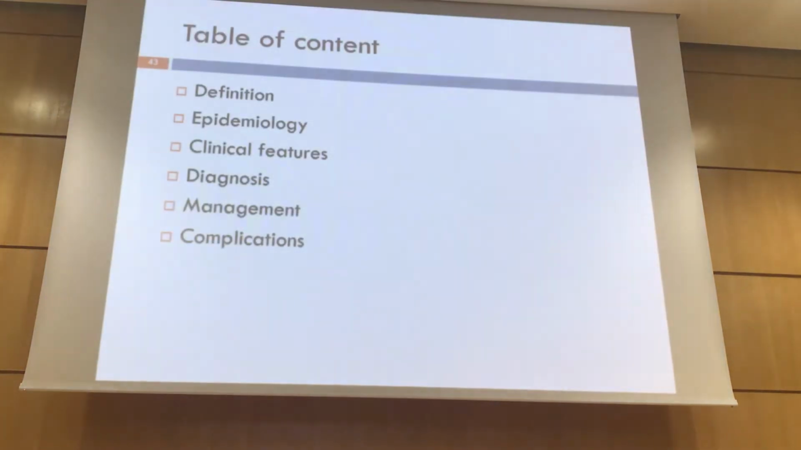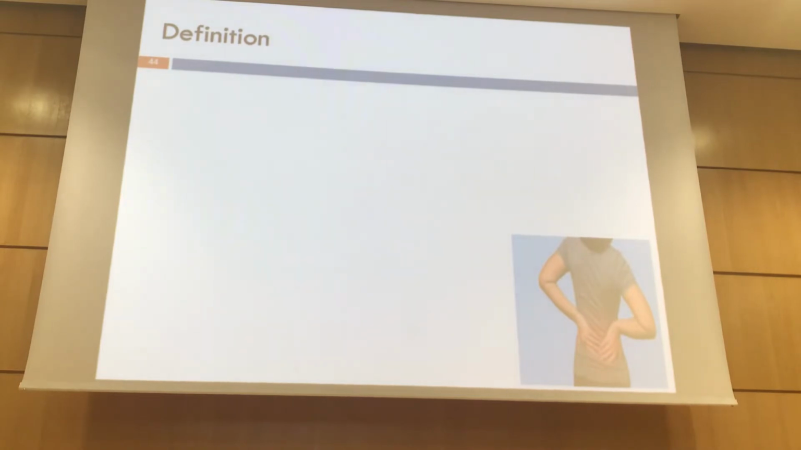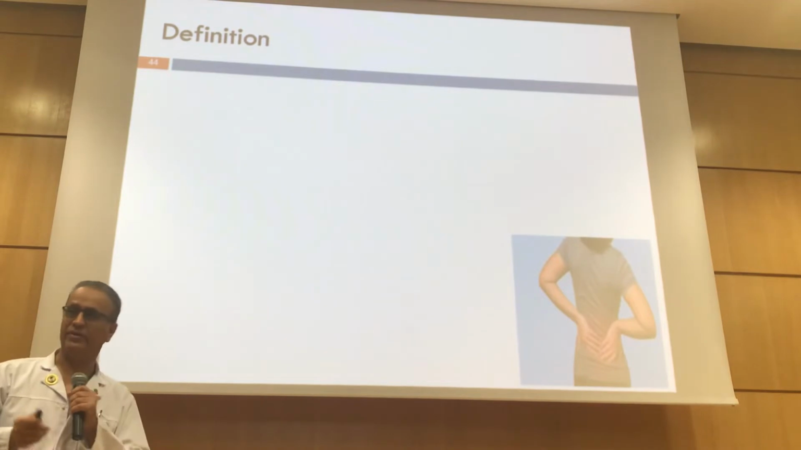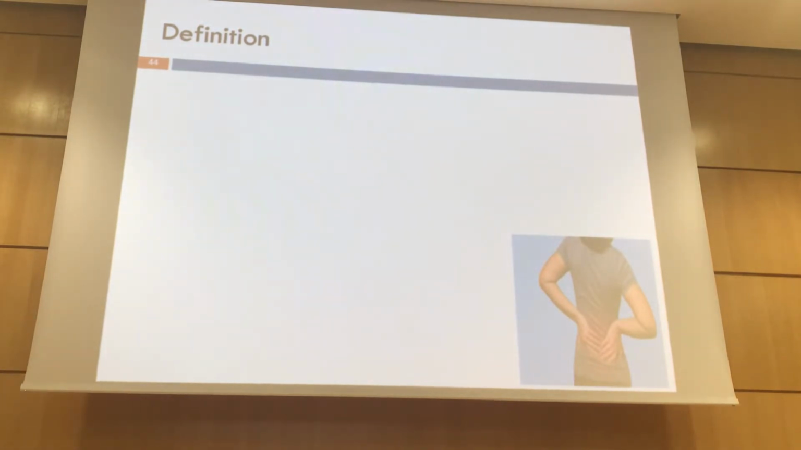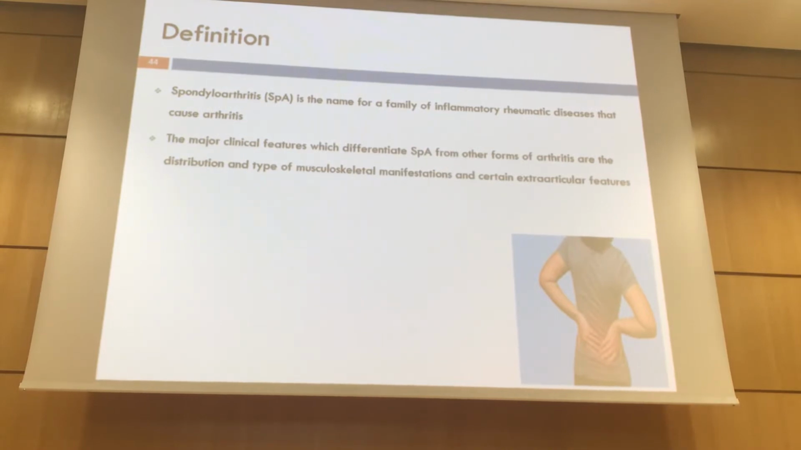The vertebral column. Right, so we need to go through the definition again, but this is the thing that I want you to remember. Can osteoarthritis cause back pain? Of course. But these are particular diseases that fall mainly under this group. So they are a family of inflammatory conditions that will cause arthritis. And what differentiates the spondyloarthropathies from the other forms is the distribution, okay? Distribution of the joints.